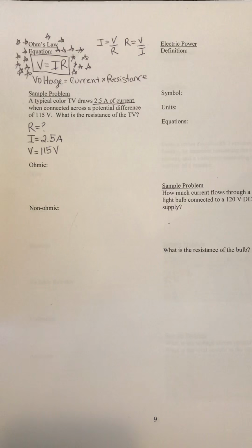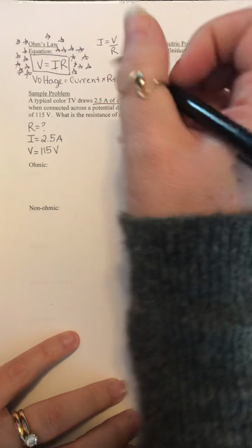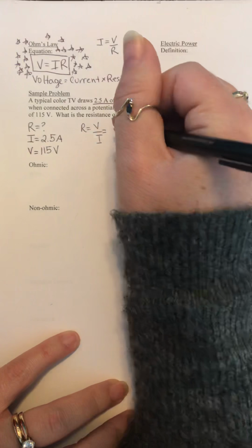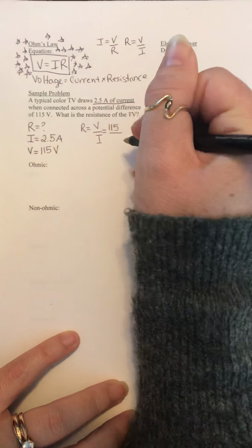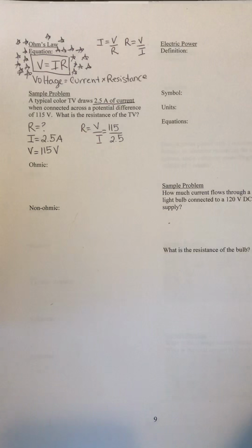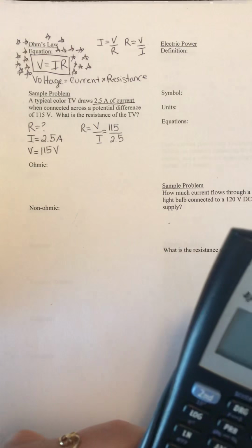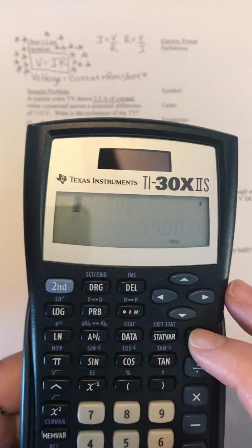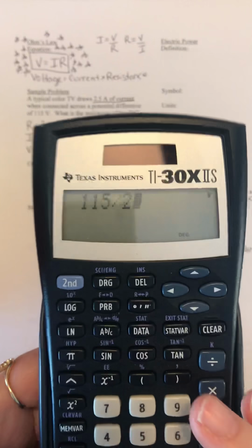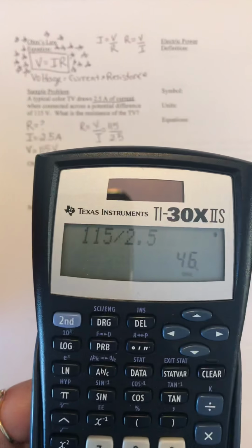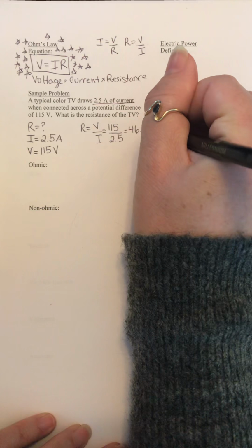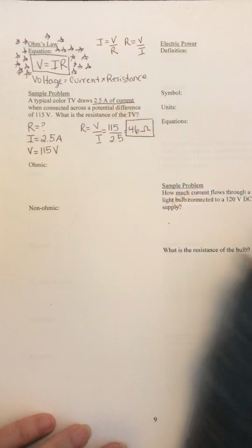Now, since I'm solving for R, I'm going to use this version of the equation and say that R is equal to V over I, or that it's 115 divided by 2.5. Please take a second to solve. What you should have gotten is that the resistance is 46 ohms. Okay?